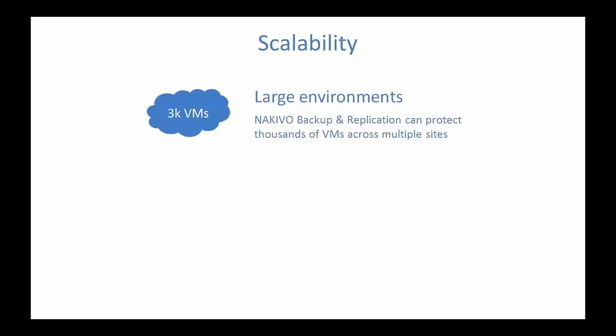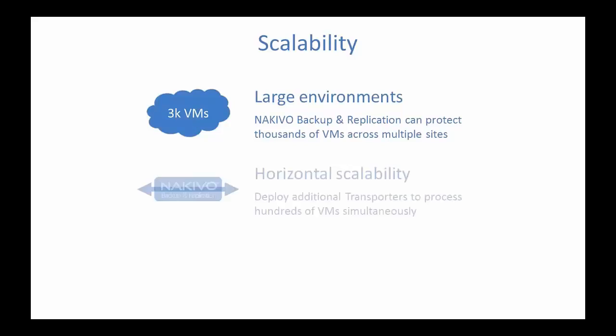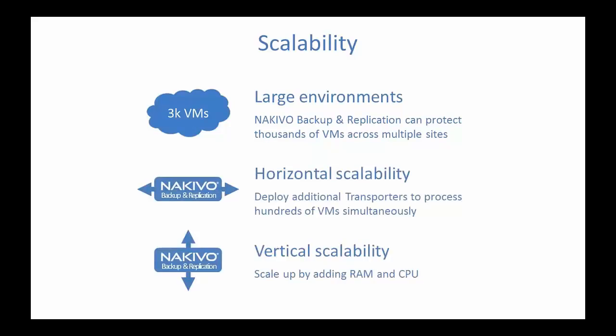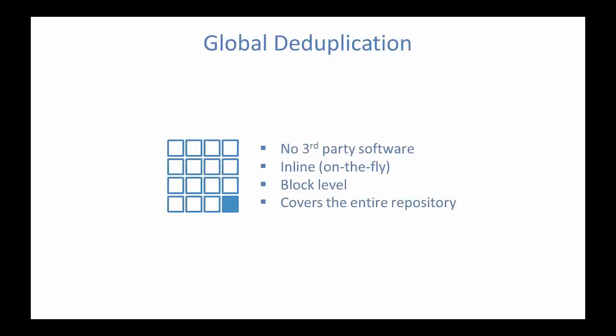As for scalability, we can scale out to support pretty large environments. Horizontal scalability with additional transporters and vertical scalability with more RAM and CPU given to NAKIVO Backup and Replication. Global deduplication allows you to save storage space. You don't have to install any third-party software to enable deduplication. The deduplication is inline. It happens on the fly whenever a job is running, so you don't have to run any deduplication in background, or integrate it with any hardware. Of course, you can install NAKIVO Backup and Replication and integrate it with a hardware-based deduplication appliance, but if you don't have one, you have global deduplication that works across the entire backup repository.